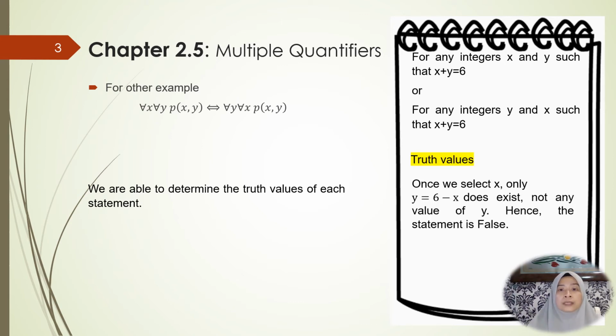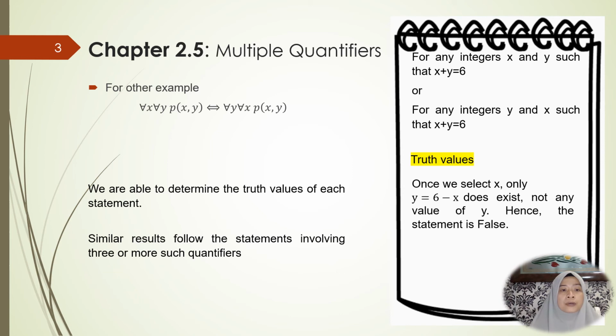Look at this example. In order to determine the truth value, once we select a value of x, only y equal to 6 minus x exists. We cannot select any value of y. Hence, the statement is false because it does not satisfy for all y.